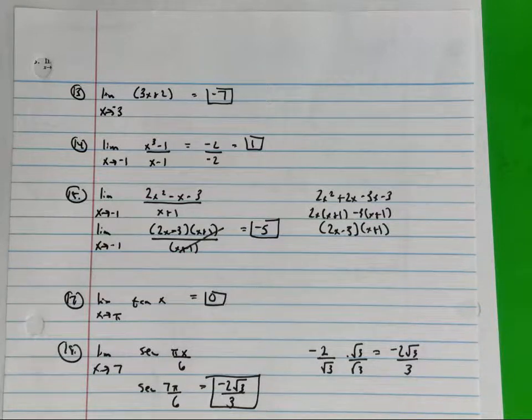If you plug it in and don't get a 0 in the denominator, are you good? Yes, I take negative 3, I plug it in. 3 times negative 3 is negative 9, plus 2 is negative 7. Is that okay? So that's my answer, negative 7.